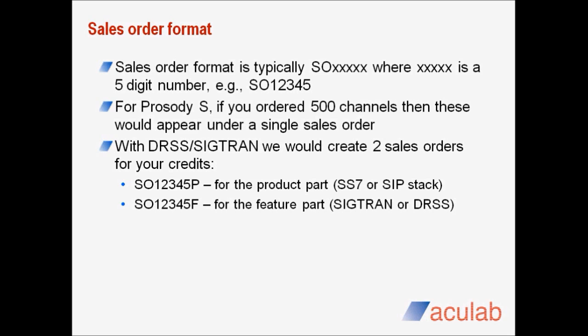And we generally use the format SO for sales order, then some numerical digits, and the P and the F if it's a product and feature. So they come in pairs. So you would need to pair SIGTRAN with SS7 to make the product work.